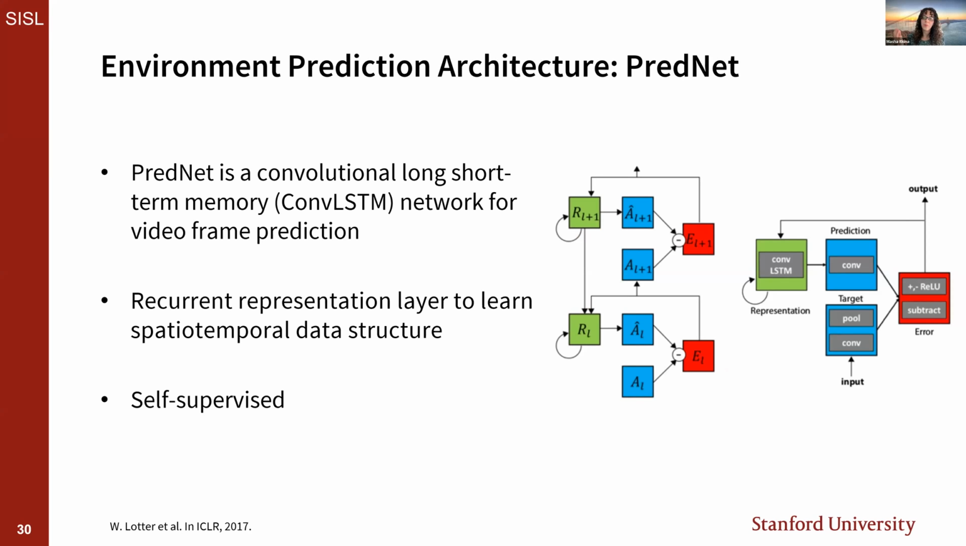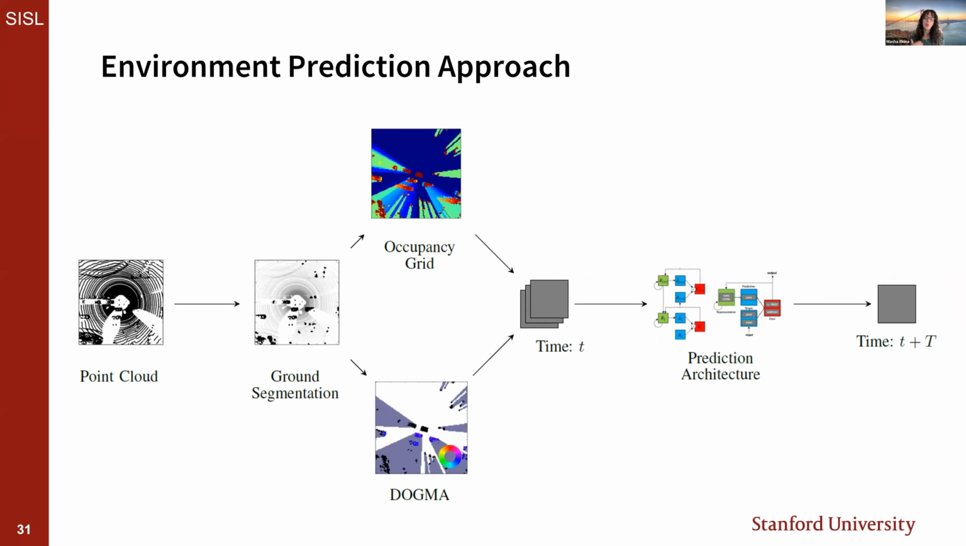A convenient aspect of the PredNet architecture is that we are able to learn the predictions in a self-supervised manner, since our targets are the existing occupancy grid maps at future time steps. Thus, given our pipeline, we want to see if PredNet is able to effectively learn the environment dynamics and how well it can do so, even without the computationally intensive velocity measurements in the DOGMA representation.